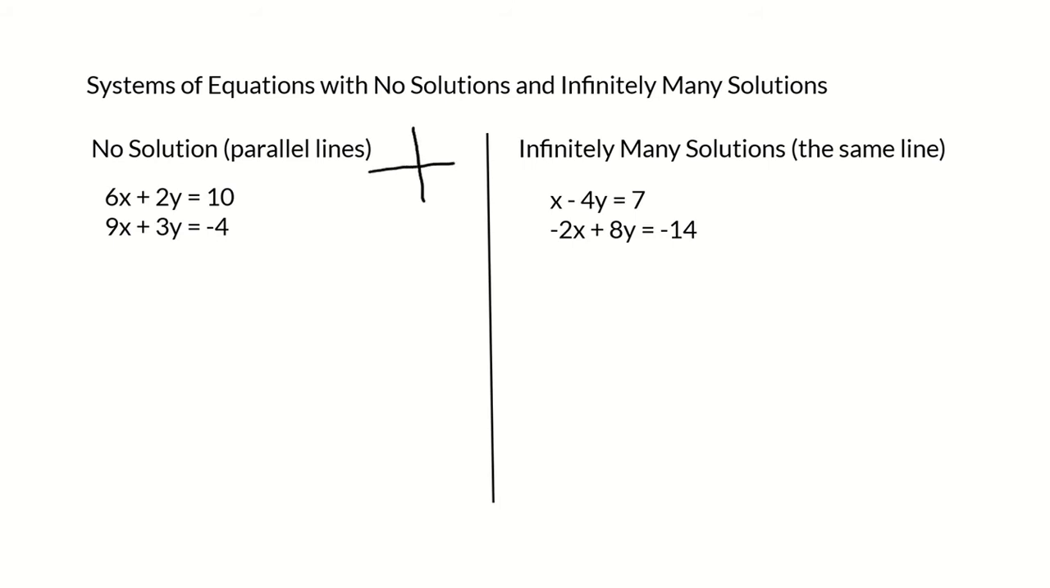So this system would have no solution if we were to graph it. And then infinitely many solutions means that the two lines are in fact the same line. So in that case, if you were to graph, you'd graph one line, and then when you graph the second line, it would be the exact same line.